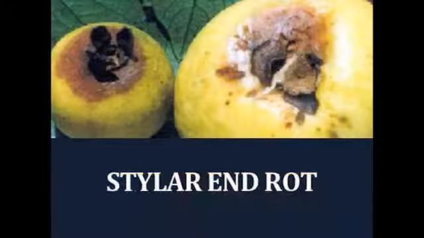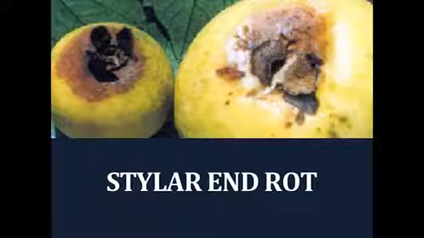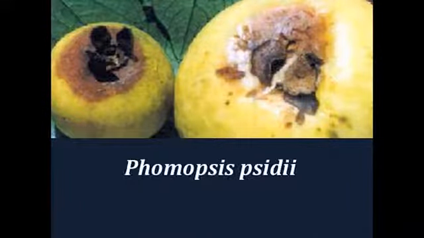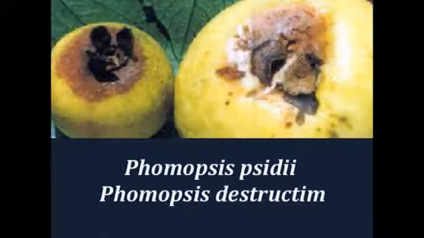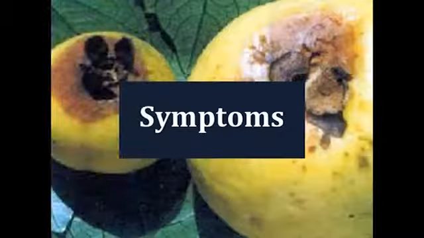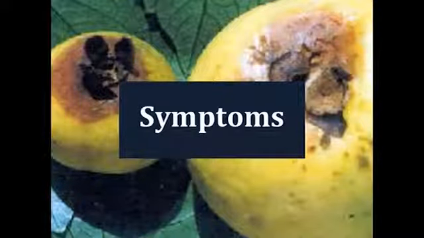Next important disease is the stylar end rot. It is caused by Phomopsis psidii and Phomopsis destruens. Now let's see about the symptoms of the disease. The visible disease symptom is the discoloration of the region lying just below and adjoining the persistent calyx. Such area gradually increases in size and turns dark brown.